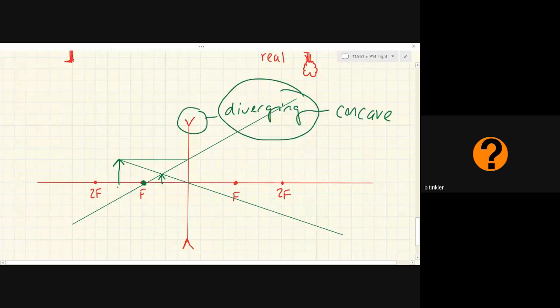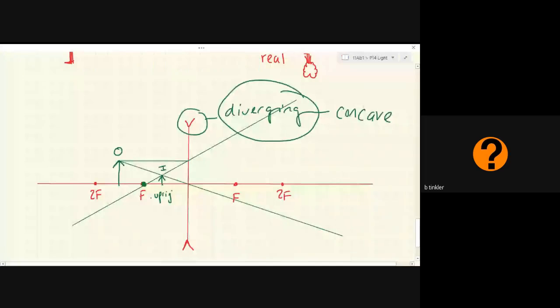as the object. Okay, so here we've got the object and we've got the image, and we can say that the image is upright, it's the right way up, it's diminished because it's small.